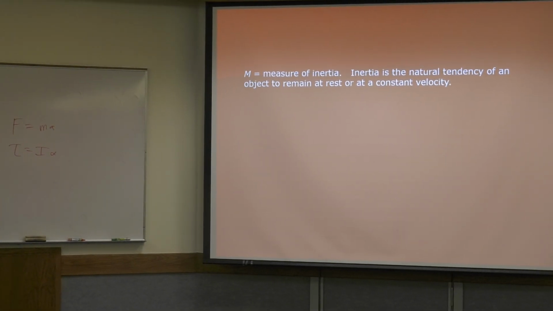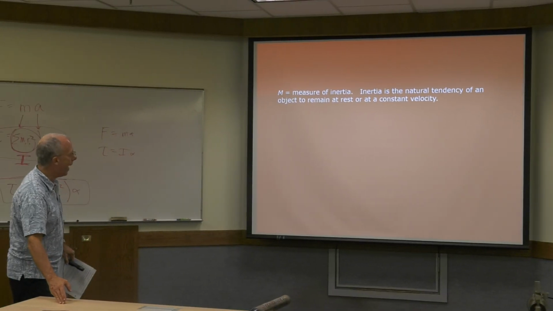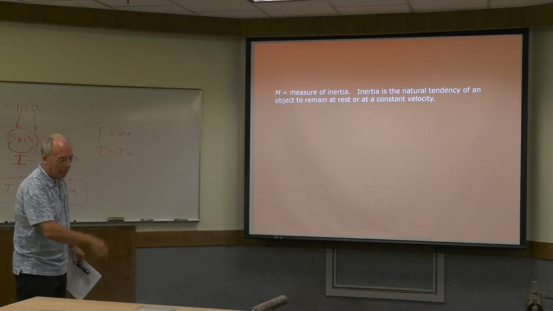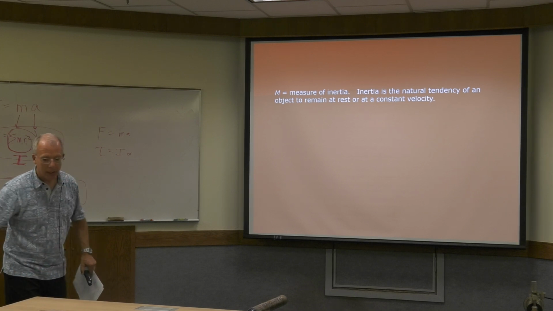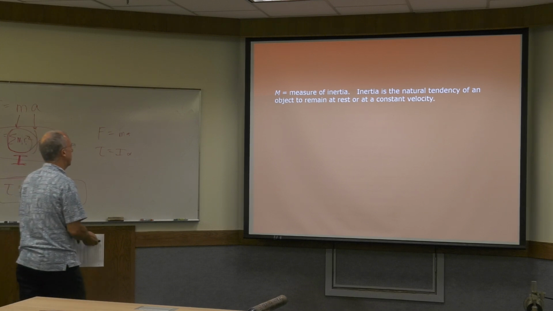Okay, so this is the rotational version of F equals ma: torque equals I alpha. All right, let's go through this. M, mass. Mass is the measure of inertia. Inertia is the natural tendency of an object to remain at rest or at constant velocity. If I have a piece of tissue paper here, it doesn't have much mass, it's easy to change its velocity. If I have a lead brick, it has a lot of mass, it's hard to change its velocity.